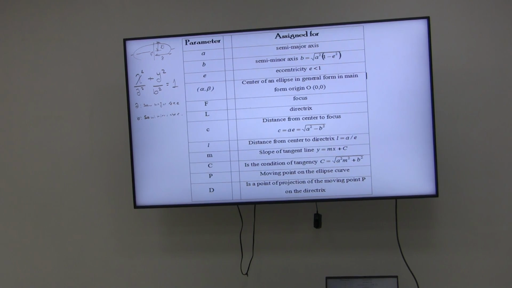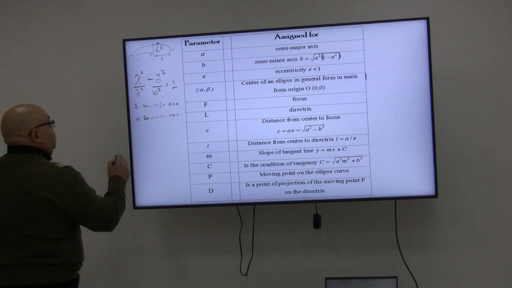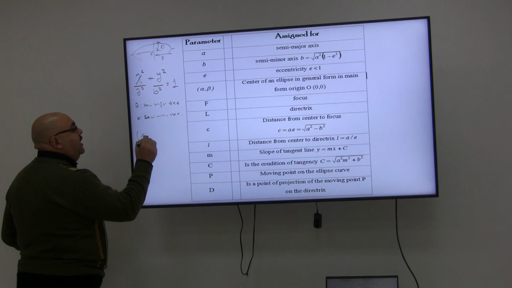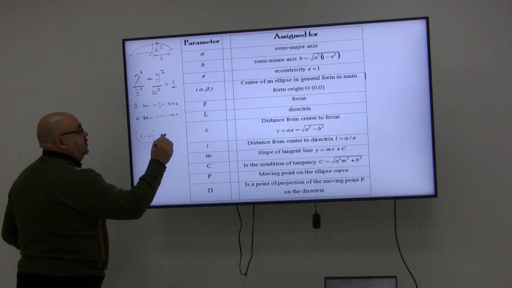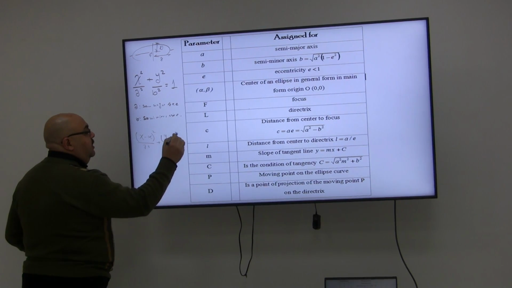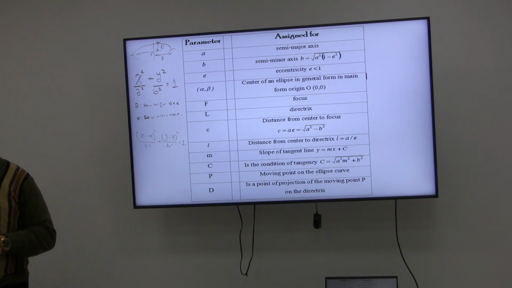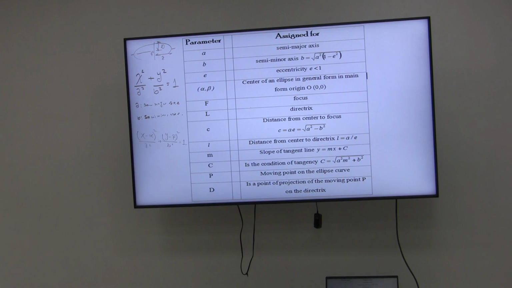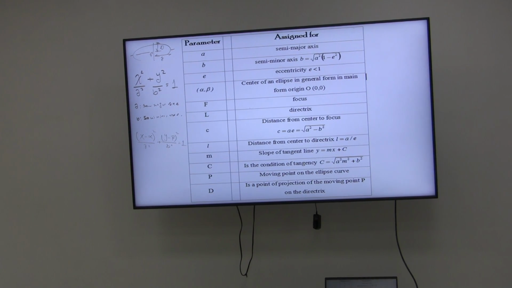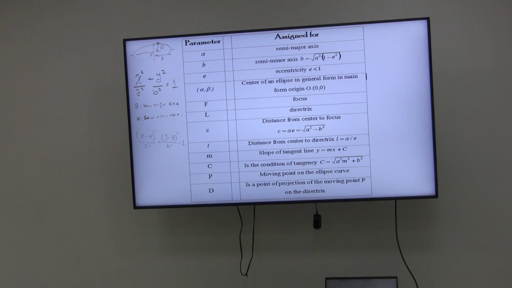What if the center is alpha and beta? The center is not 0 and 0. The center is different. What's the difference? Yes, you are right. It's going to be x minus alpha to the power of 2 over a squared plus y minus beta to the power of 2 over b squared equal 1. That means that the center is alpha and beta. Yes, alpha and beta are positive values, although they appear in your equation with a negative sign.